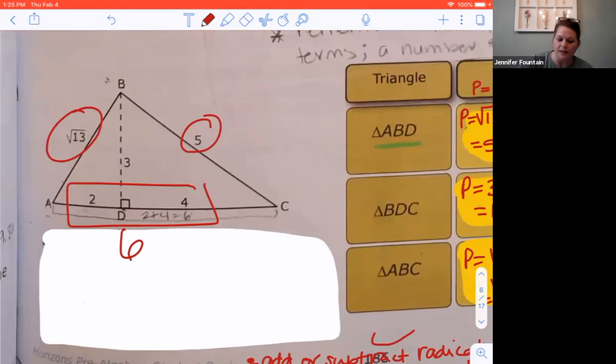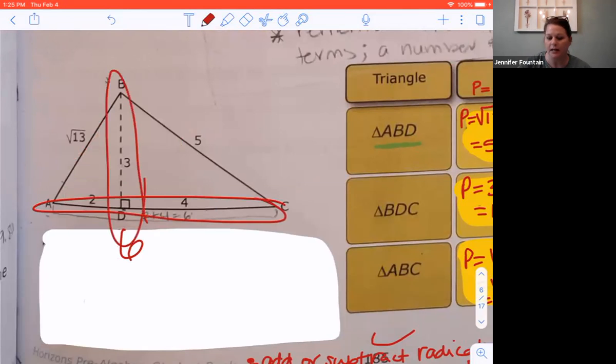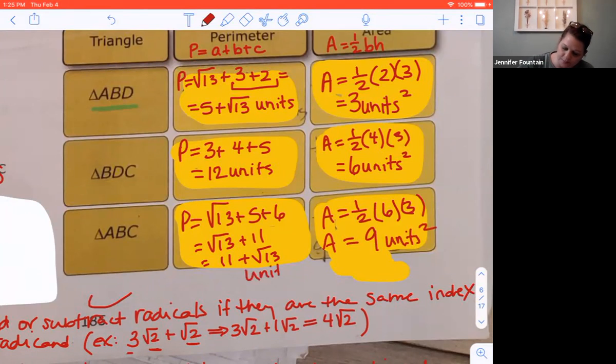Okay, so look back. We know for area, we're going to do base times height. So in this one, our base is still going to be 6. Our height is 3. So we're going to have area equals 1/2 times 6 times 3. You can either say 6 times 3 is 18 and multiply that by 1/2 or divide by 2, or say half of 6 is 3 and 3 times 3 is 9. Either way, you're going to get 9 units squared. I forgot my units on this one.